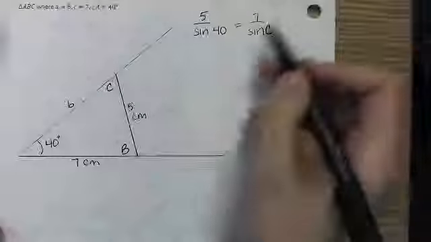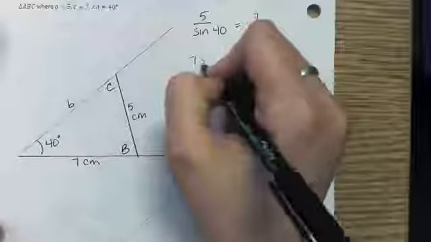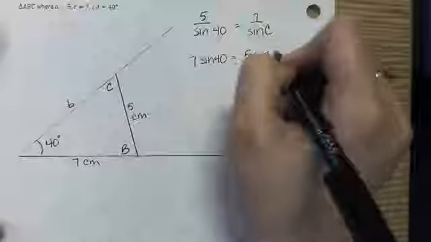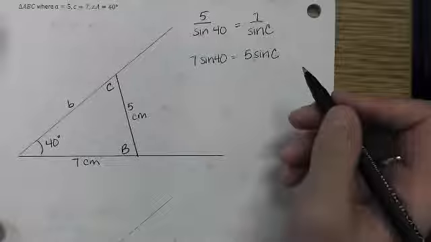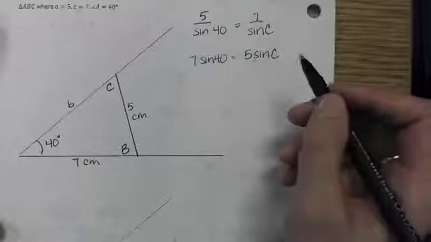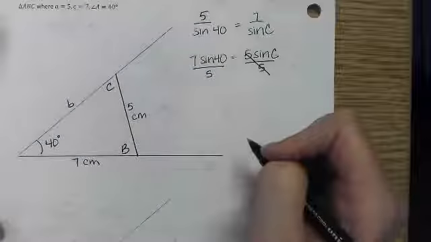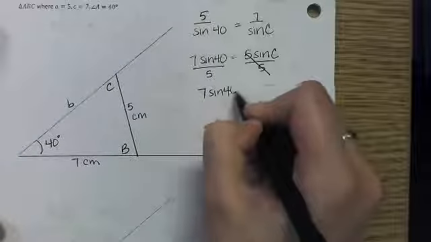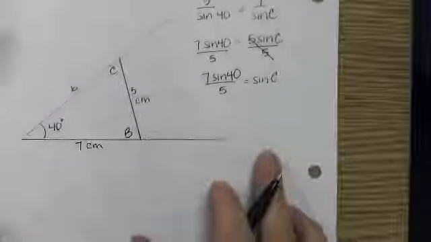So sine C. So this is kind of boring. This is like the first page. We're just cross multiplying again. So we have 7 sine 40 equals 5 sine C. Are you guys doing it? Come on, Campbell. Jeez. Yeah. Okay, so I'm ready to plug it in the calculator.